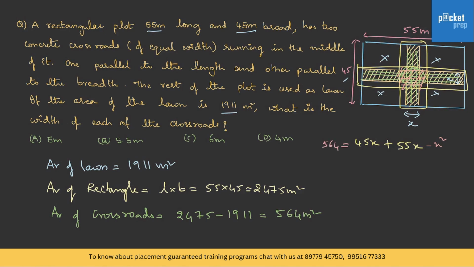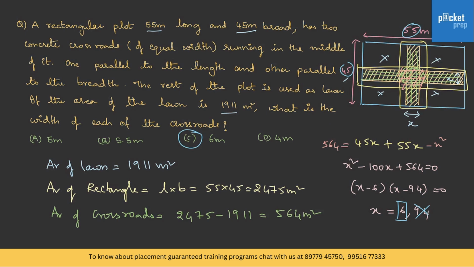So if I solve this, this is x square minus 100x plus 564 equals 0. (x minus 6)(x minus 94) equals 0, so x is 6 or 94. Now clearly you can see it cannot be 94 because the values are bound by 45 and 55. Therefore the answer has to be 6. Therefore option C. Let's try one more question.